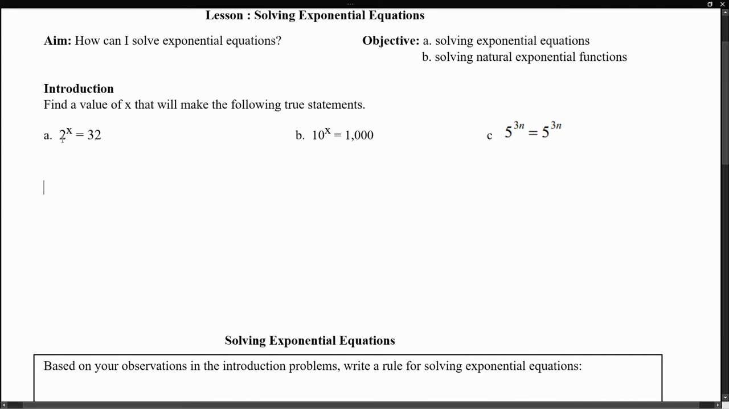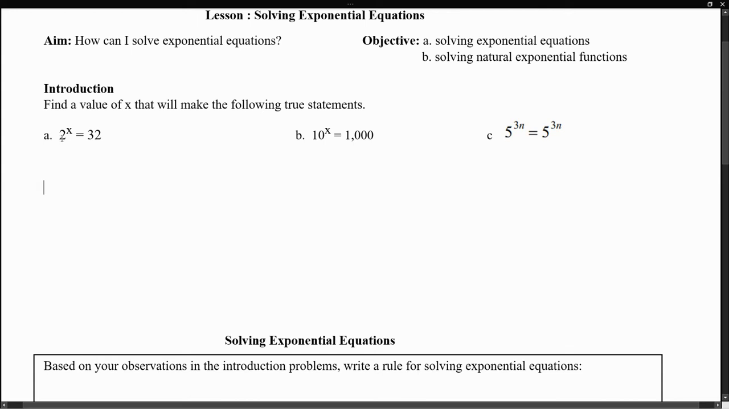The reason why we call it an exponential equation is because the variable that we're looking for is in the exponent, and there's an equal sign involved. So that's an exponential equation. Now, there are different ways that we can solve exponential equations. The first way is just to look at the statement and see which value will make sense.